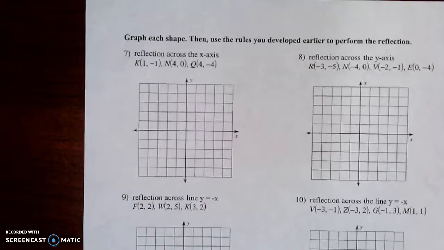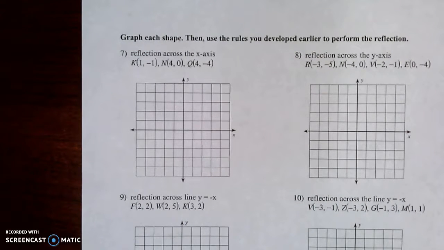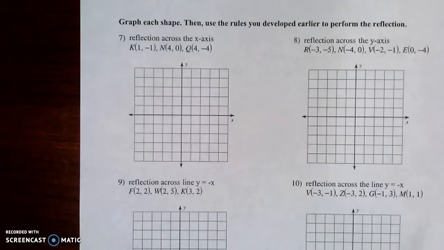All right. By now you should have your 4 rules for the 4 reflections written down. You're going to see, first of all, if you've got the right rule, and second of all, if you're using it correctly by actually testing it out here. I'm going to make a little note here.